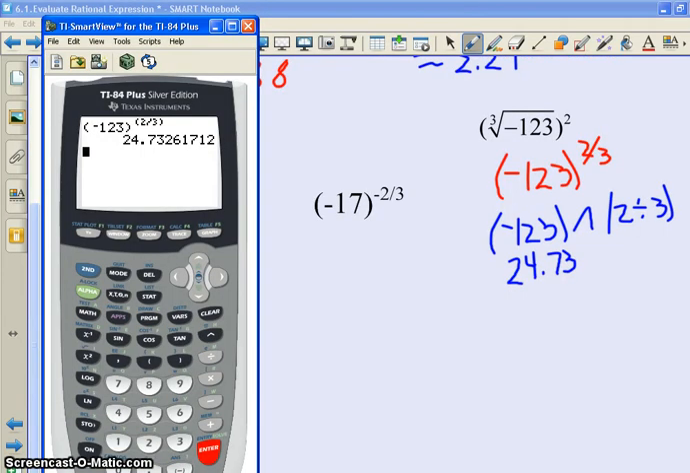For our last example, we have negative 17 to the negative 2/3, and we can just go ahead and put this straight into our calculator. We're going to do parentheses, negative 17, parentheses, raised to the parentheses, negative 2 divided by 3, parentheses, enter. And we're going to get 0.151, which is approximately 0.15. So that's how to use your graphing calculator to evaluate exponential expressions.